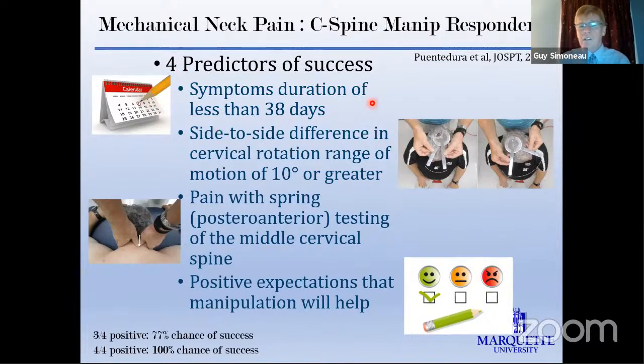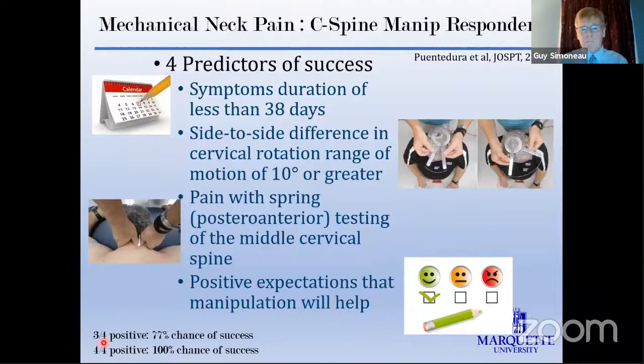Symptom duration less than 38 days, a side-to-side difference of 10 degrees in terms of rotation of the cervical spine, pain reproduction with PA mobilization technique to the cervical spine, and patients, when asked if they thought thrust manipulation was going to be useful for them, said yes, that they were expecting that to be useful for them.